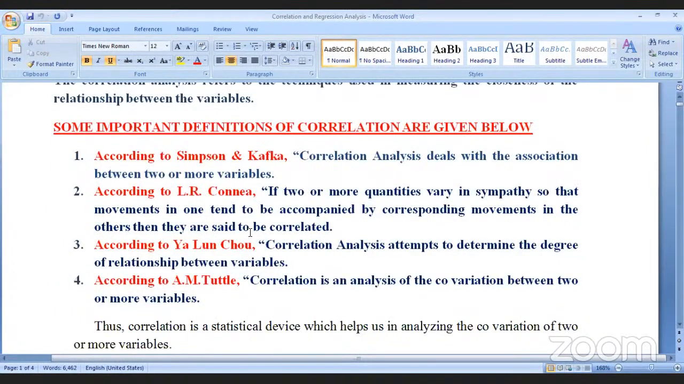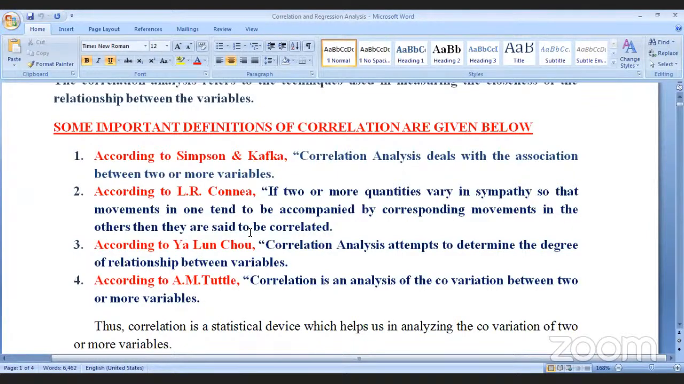Some of the authors have given a small definition regarding correlation. According to Simpson and Kafka, correlation analysis deals with association between two or more variables. Here, the relationship or the association between two or more variables we are going to find out with the help of correlation analysis. But according to N.R. Pune, if two or more quantities vary in sympathy, so that movement in one tends to be accompanied by the corresponding movements in the other, then they are said to be correlated.